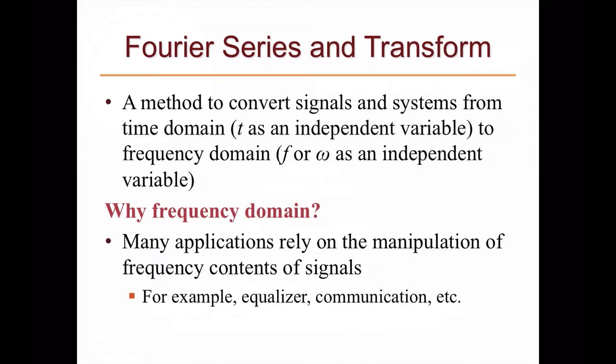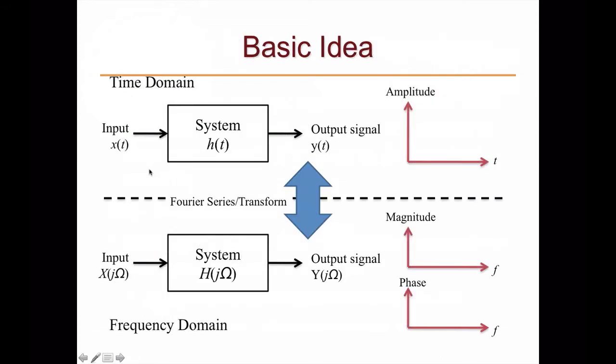The reason that we have to learn about the frequency domain, besides the time domain or the convolution method that we learned previously, is that there are many applications that rely on the manipulation of the frequency content of signals. Here I gave you some examples including equalizers or communication systems, but if you look around yourself, like the mobile phone, it also contains many applications that use frequency processing. The basic idea of transformation between time and frequency domain is that you can transform signals and systems in one domain to another domain and vice versa.